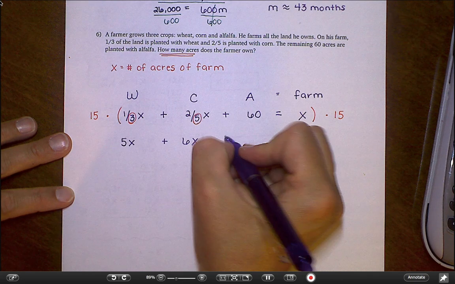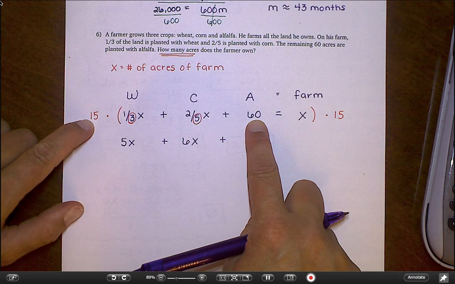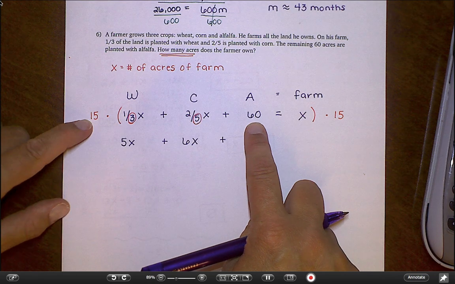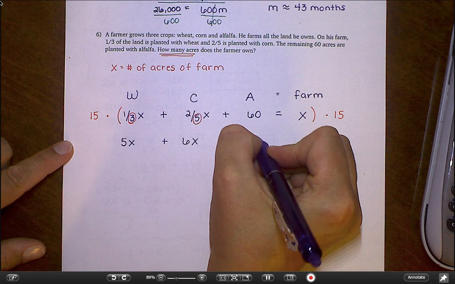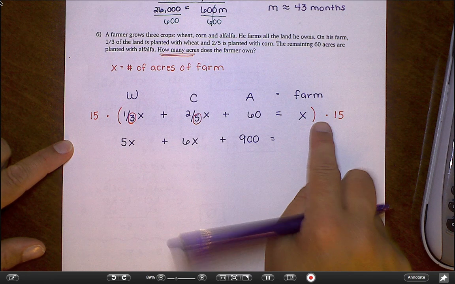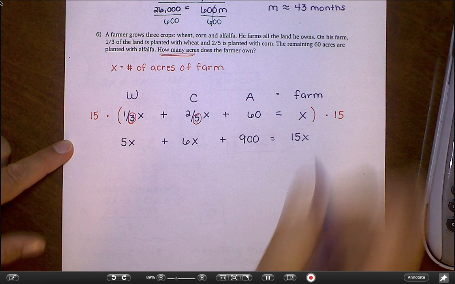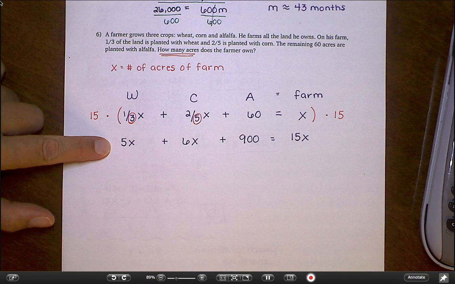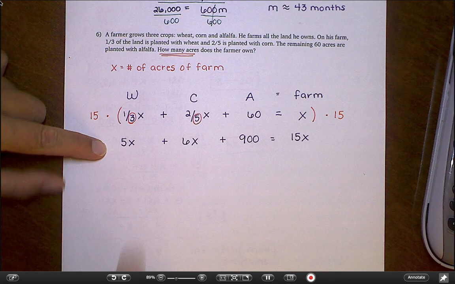Now, when you're using this method, you do have to remember you have to do the 15 times the 60 as well. Notice that's not going to get an X on it, but I do have to do 15 times 60, which I'm pretty sure is 900. And then I also have to remember to multiply by this guy over here. So 15 times X would just give me 15X. Now, I know that seemed complicated, but look at how much easier this equation is to solve than this one. Okay, I just basically translated this into a new equation.